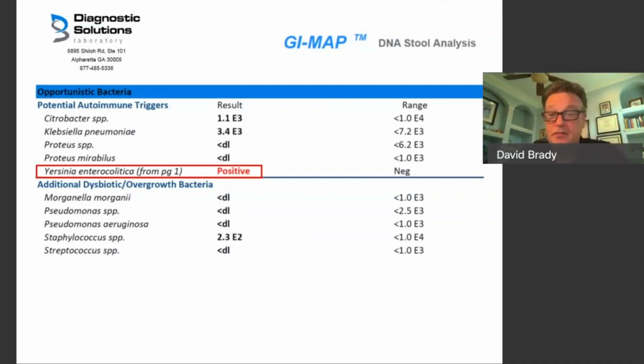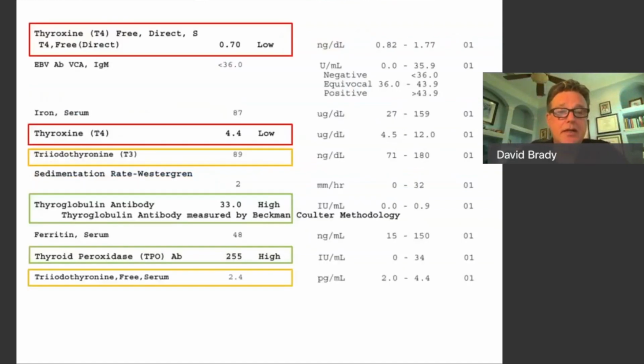On history, she was fatigued, she was cold all the time, her hair was getting thinner, all the classic thyroid symptoms. She was constipated, diagnosed as IBS. She had Yersinia enterocolitica. When we did her thyroid panel, her free and total T4 were overtly low. Her free and total T3 were very functionally low, just barely in the normal range. And she had elevated thyroglobulin and TPO antibodies.